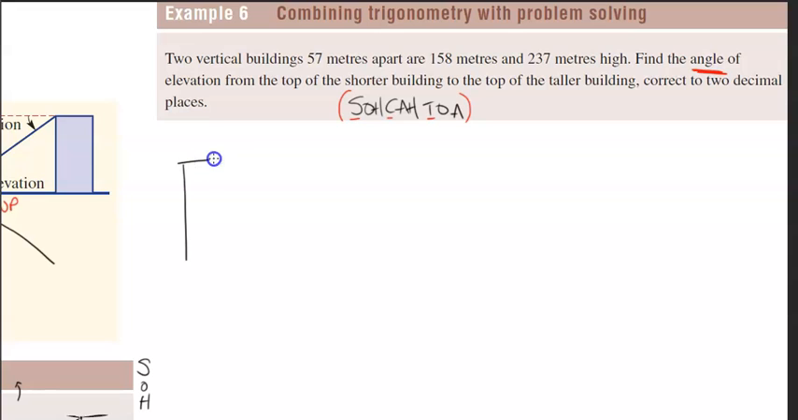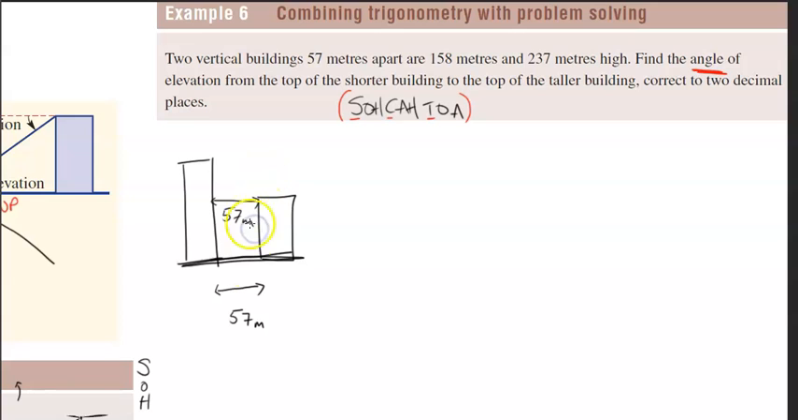So we have building 1 and we also have building 2. Now we know for a fact that one of the buildings is shorter than the other. The first fact says that two vertical buildings are 57 meters apart. So this distance here is 57 meters. This horizontal on the ground here is 57 meters. Now mind you that this is 57 meters anywhere within the height of the buildings until the tallest part here. So we know here this distance is also going to be 57 meters.